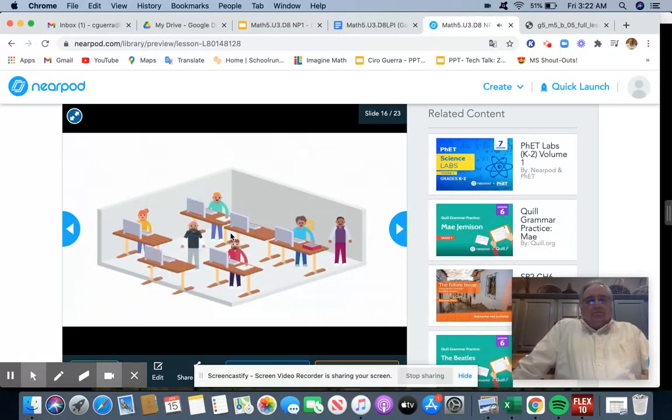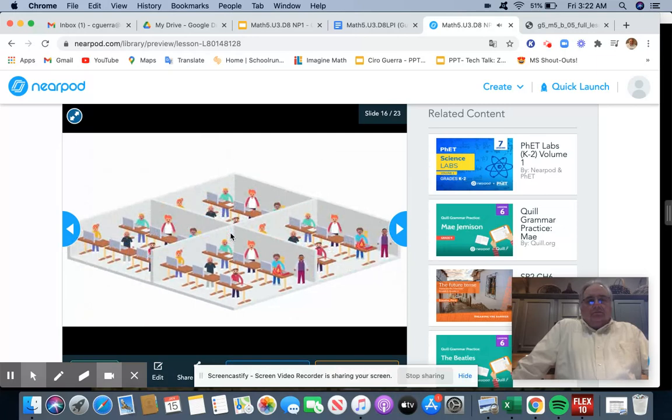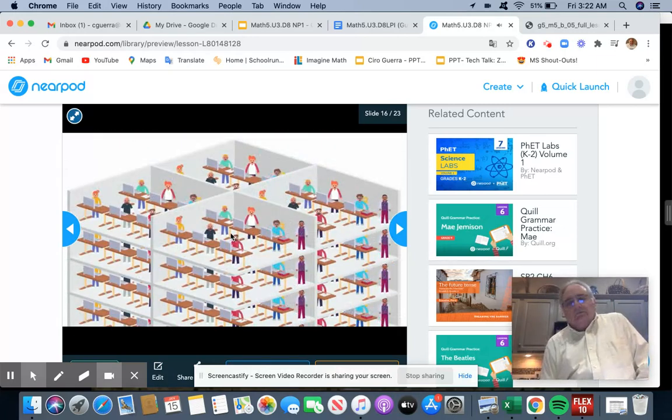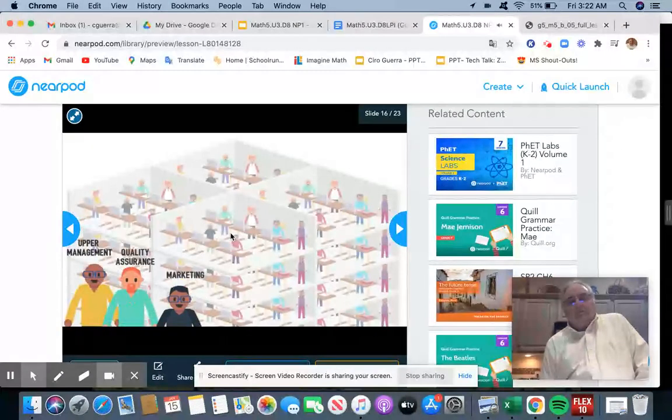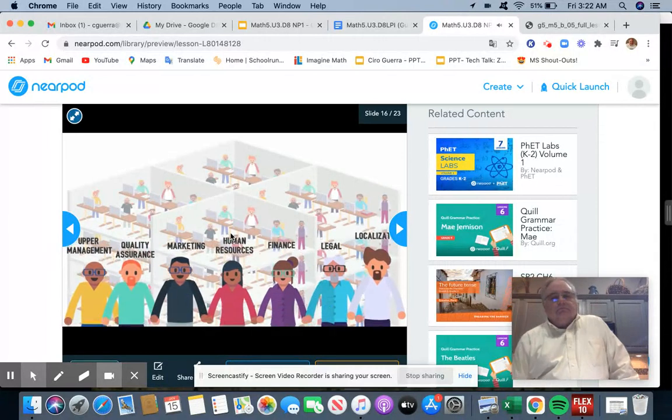Now, in building modern games, there are multiple people per team in a cycle, and multiple cycles happening at once. The bigger the game, the bigger the budget, and of course, the bigger the team. And then there's also upper management, QA, marketing, HR, finance, legal, localization, and more. But let's leave that for another video.